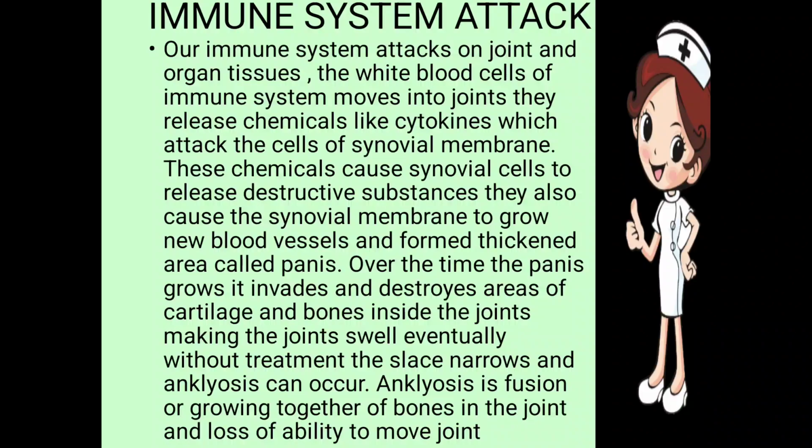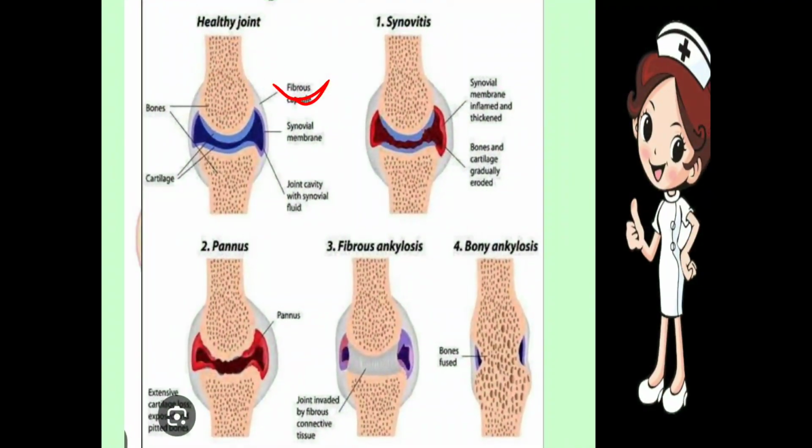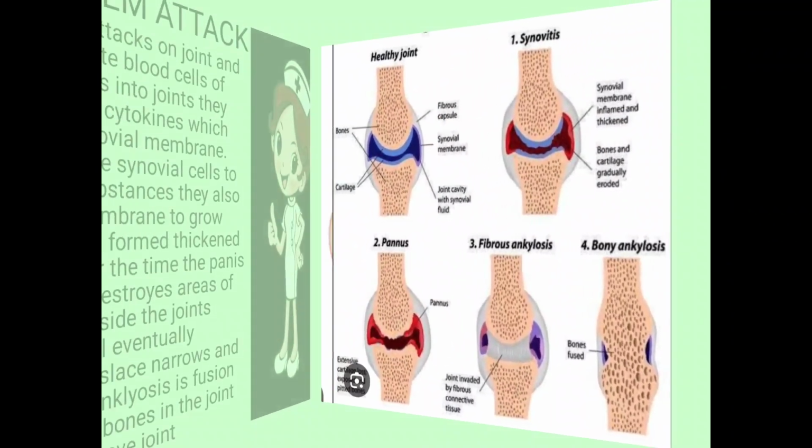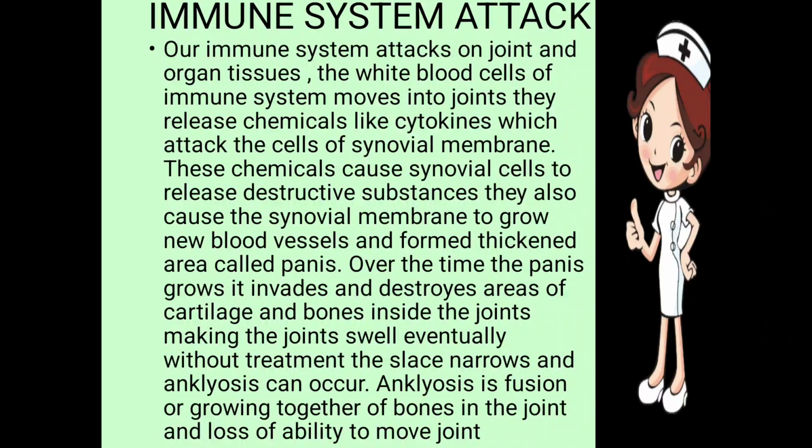Over time, the pannus grows, invades and destroys the areas of cartilage and bone inside the joint, making the joint swell up. Eventually, without treatment, the space narrows and ankylosis occurs. Here you can see the pannus is present. This one is the long-term pannus without treatment. It starts growing, it affects the joint, the synovial membrane, the cartilage and the bones inside the joints, making the joint swell.